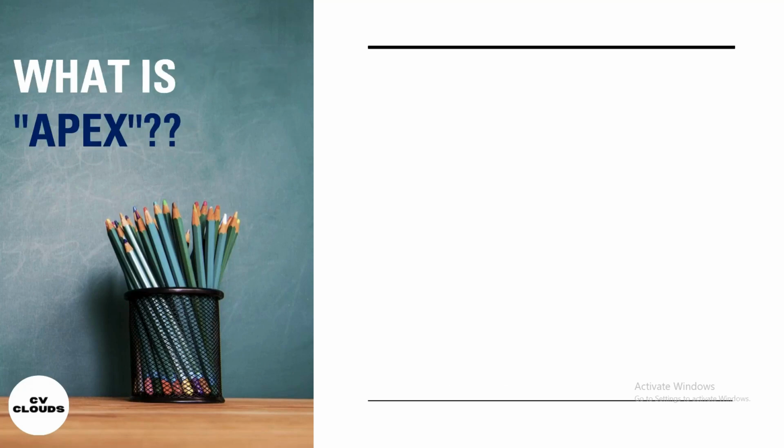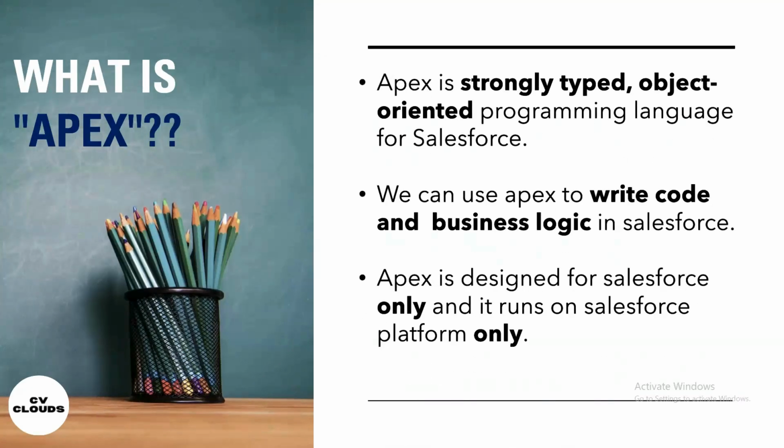Second is, what is Apex? Apex is strongly typed. What is meant by strongly typed? Strongly typed means it follows strict rules about data types and uses concepts like classes and objects which organize our code clearly. And Apex lets us write code that runs on the Salesforce cloud, so it is always fast and scalable. We can scale that code.